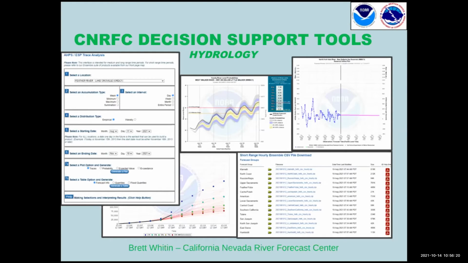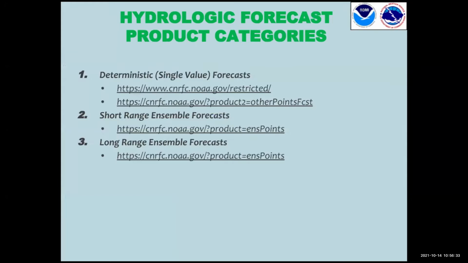Okay, so there's quite a few hydrologic forecast tools, or I would say products, that the CNRFC delivers, and I'm going to touch on a variety of them and just break it down into categories. I'm going to talk about our deterministic, or single value, forecast, which is a short range product going out 5 days. I'll talk about a short range ensemble forecast product, and finally get into some of the long range ensemble products that we offer on our webpage.